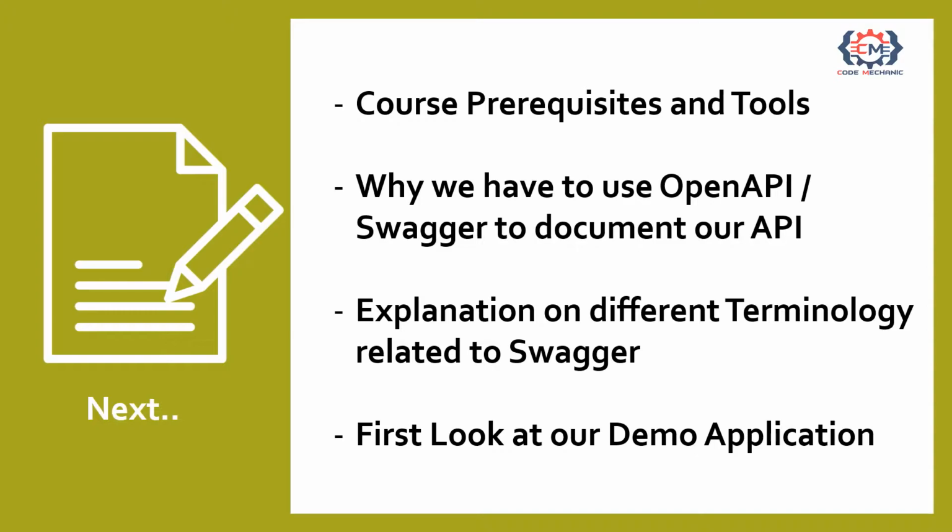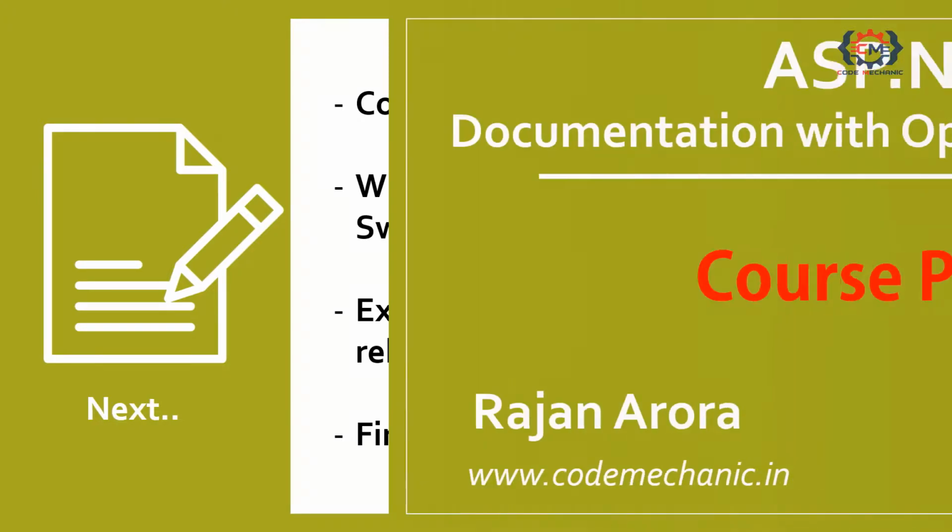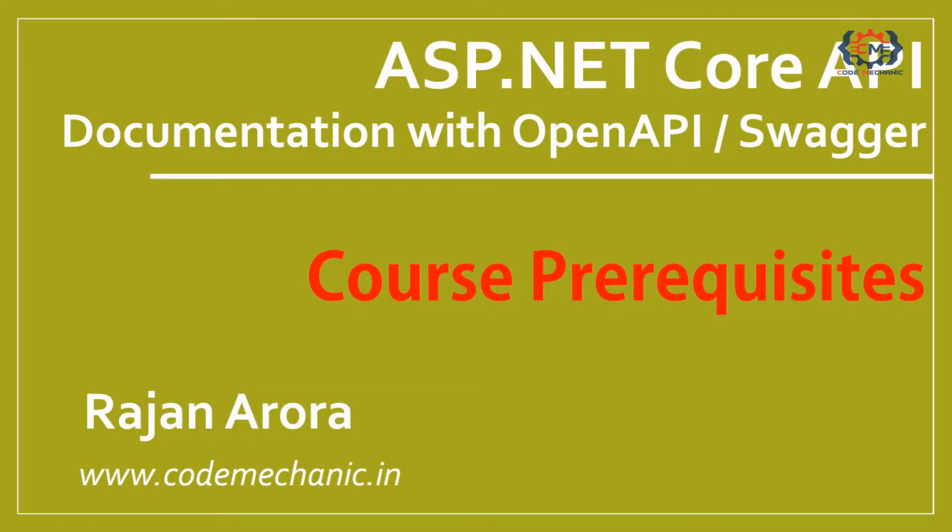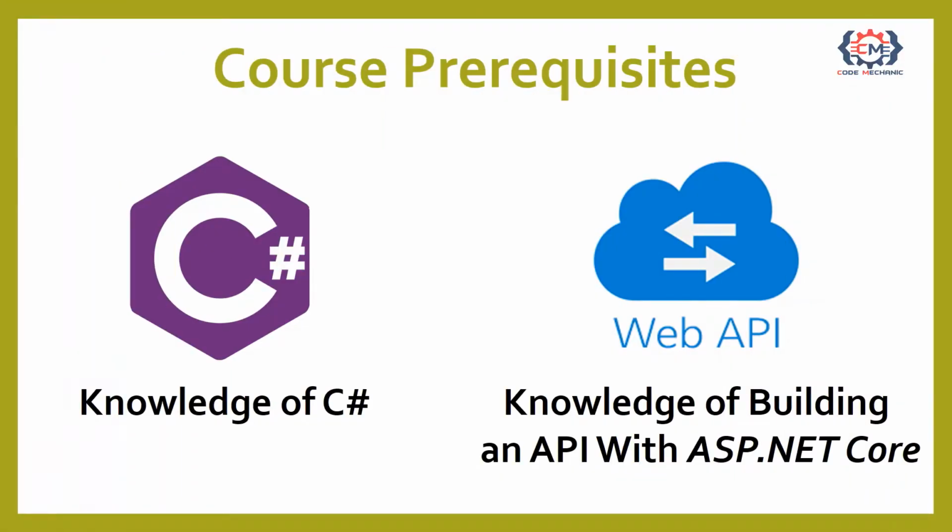Let's have a look at the course prerequisites. You don't need to know anything about OpenAPI or Swagger. That's covered in this course. Knowledge of C#, however, is required, and you should have some experience with building APIs with ASP.NET Core. Let's have a look at the tooling we will use.